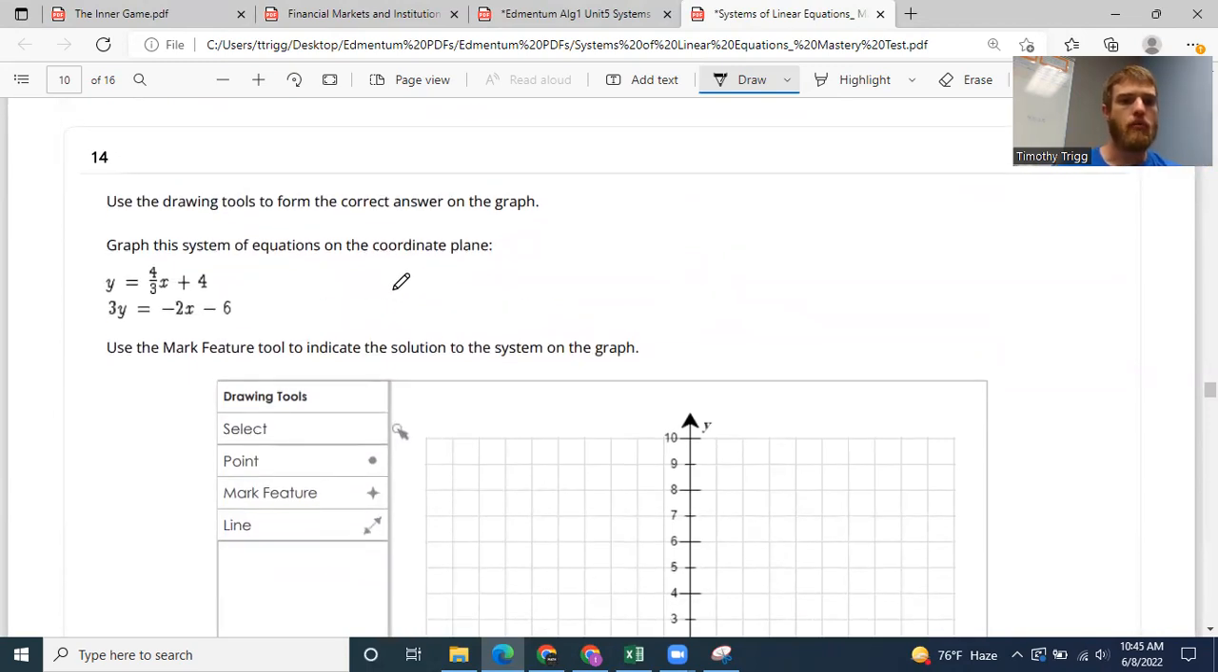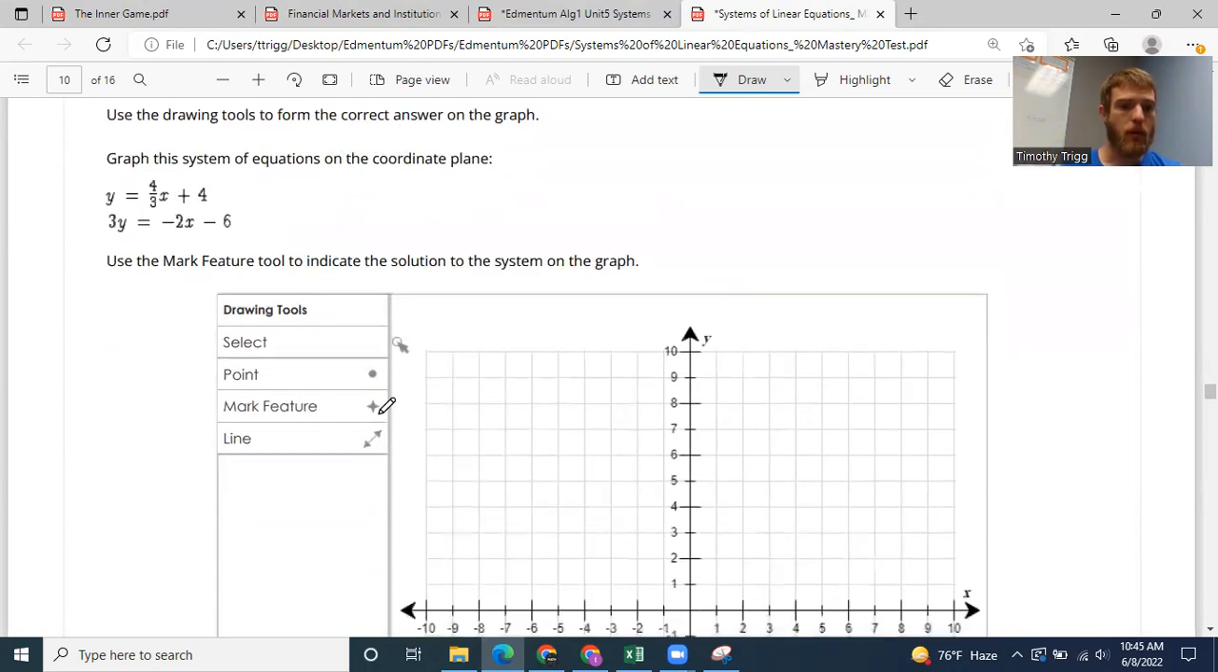Use the drawing tools from the correct answer on the graph. Graph the system of equations on the coordinate plane. And then we want to use the mark feature to show where the two lines intersect. This first equation is already in a great form that we like, y equals mx plus b, which is the slope-intercept form. In this case, your slope is your m, your 4/3, and your y-intercept is 4.